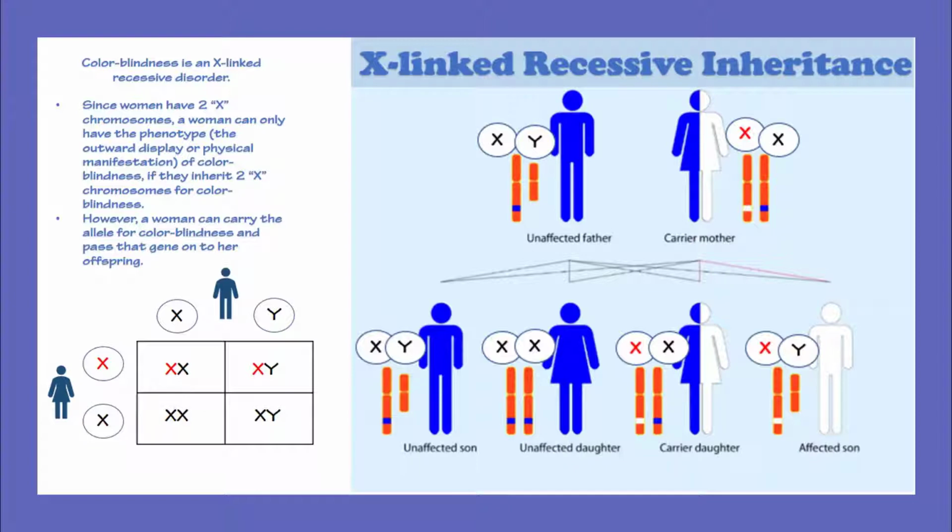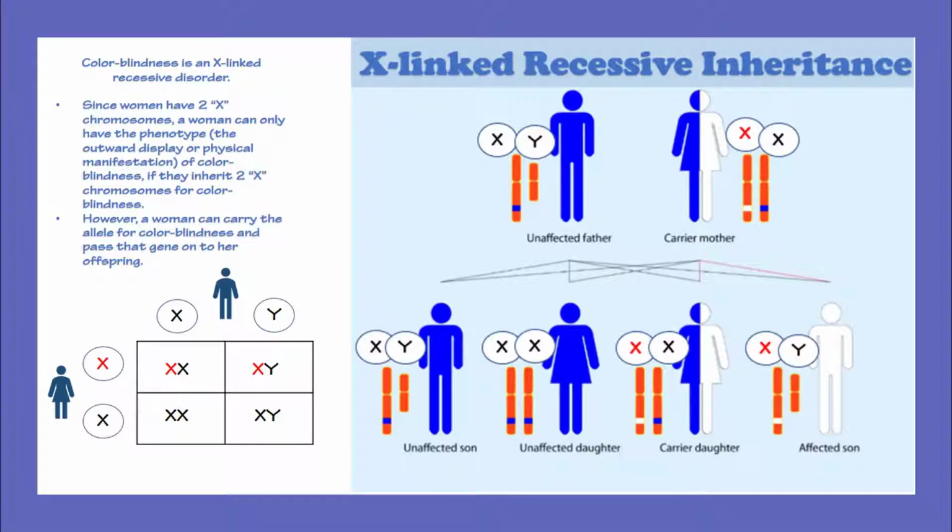Since women have two X chromosomes, a woman can only have the phenotype, or the outward display or physical manifestation of color blindness, if they inherit two X chromosomes for color blindness. However, a woman can carry the allele for color blindness and pass that gene on to her offspring. So let's see what happens in this situation.